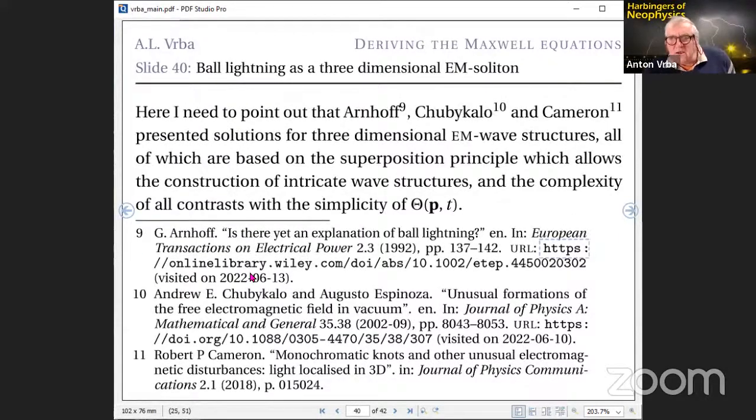So basically, if one looks at the people who have studied ball lightning, Arnulf, Chupicalo, and Cameron are the ones that are mostly cited. If one looks at these papers, they all construct 3-dimensional waves using superposition, whereas in my case, it comes out of those 3 equation sets.